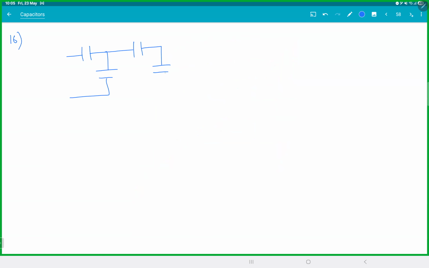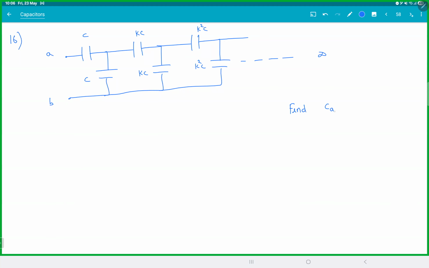We have a capacitor infinite grid, and so on till infinity. This is C, this is C, this is K times C, this is K times C, this is K square C, this is K square C, and so on. If I just give you everything C, that's a pretty standard question. A proper mains level question came multiple times. This is a little variation of it. Find CAB. K is some positive constant. So the capacitance for each branch is getting multiplied by K.